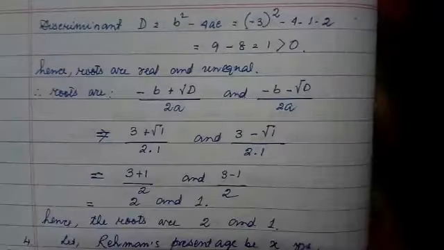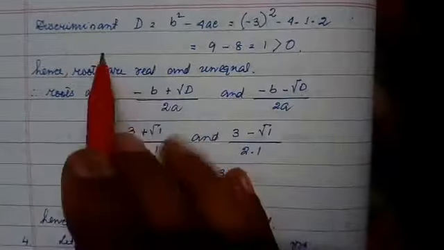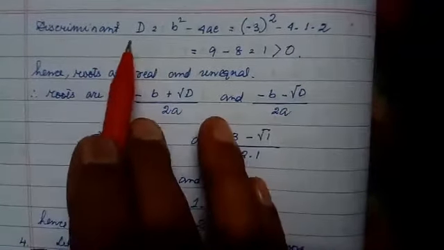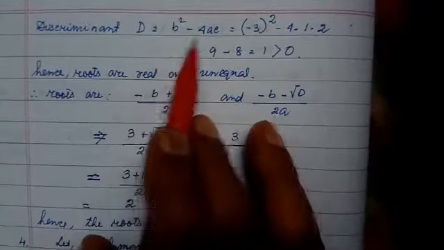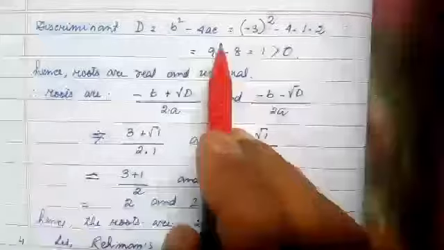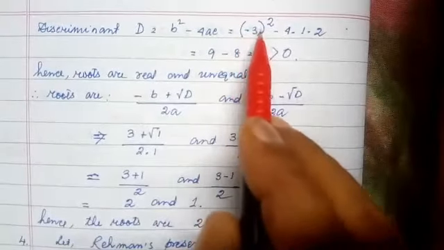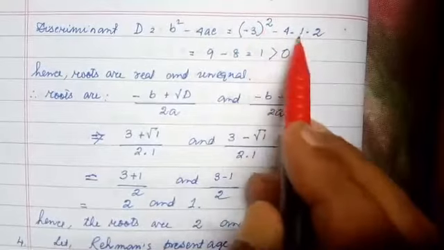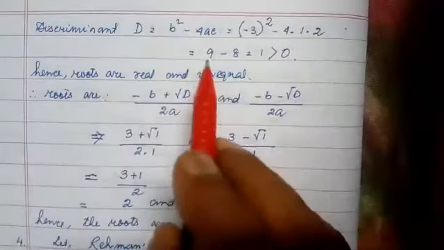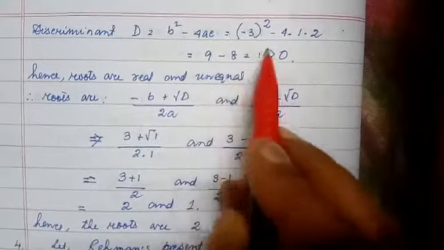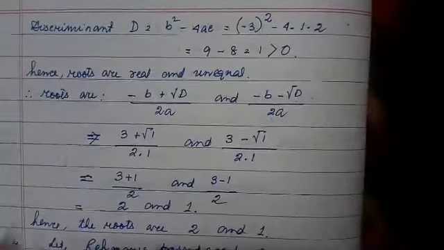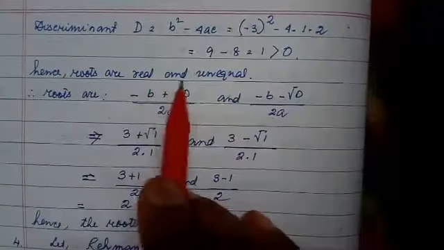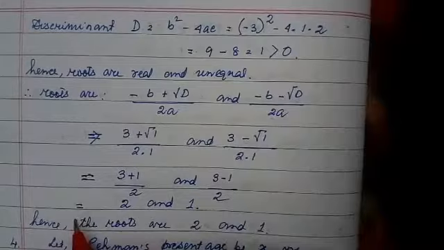Now the discriminant D = b² − 4ac, that is equal to (−3)² − 4 × 1 × 2, that is 9 − 8 = 1, greater than 0. Hence, roots are real and unequal. So what are the roots?